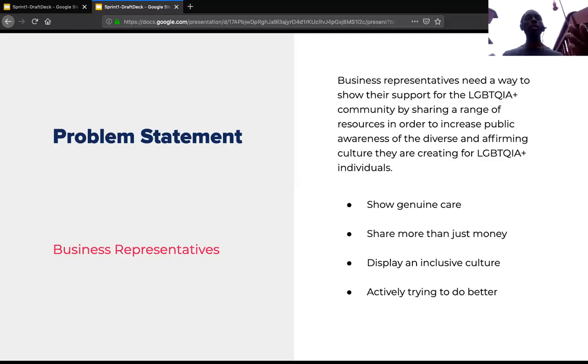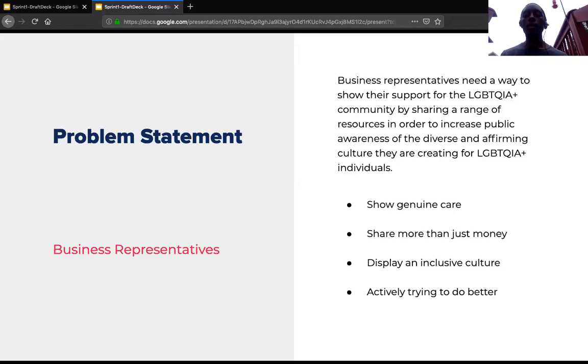So from the business perspective, they essentially wanted to show a genuine care. They wanted to make clear that the companies they worked for really cared about the LGBTQIA plus community. They wanted to make it easier to share more than just money, because sometimes they didn't have those funds, or they just weren't able to make those donations, but maybe they can offer other services.